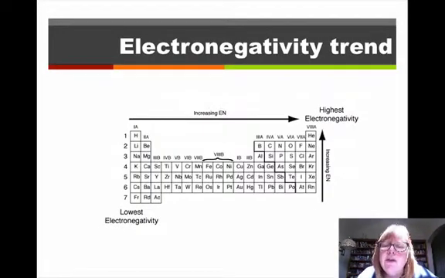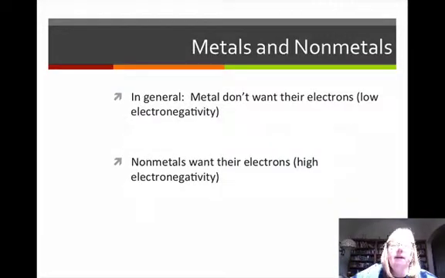And so for our electronegativity trend, fluorine is our most electronegative element, and as we go from left to right across the periodic table, the electronegativity increases, and as we go from bottom to top, it also increases. In general, metals don't really want their electrons, their valence electrons, so they have low electronegativity. Nonmetals would like to gain electrons to get the stable electron configuration of an octet, so they tend to have a high electronegativity.